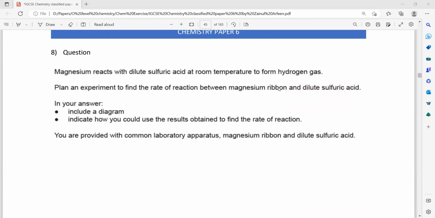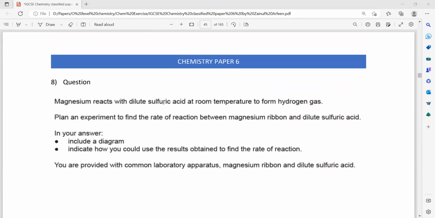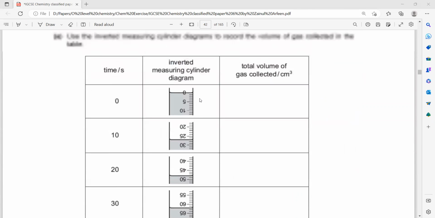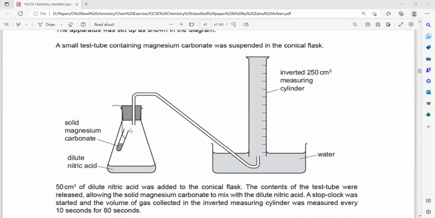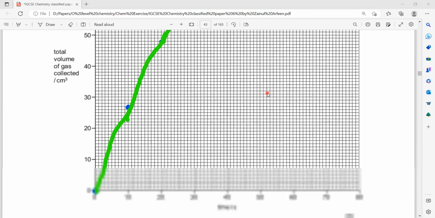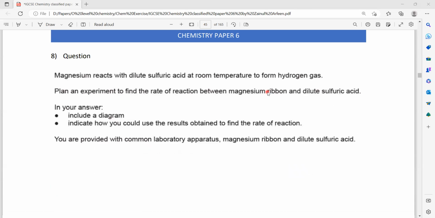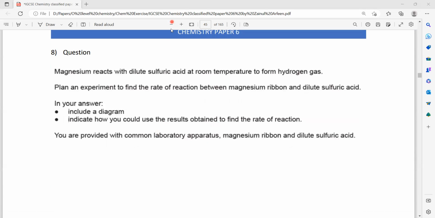Magnesium reacts with dilute sulfuric acid at room temperature to form hydrogen. Plan an experiment to measure the rate of reaction. It's the same experiment, and how you use the result is like we did in question 6, and question 7 is also the same way. Hydrogen gas is given off, so we can have a magnesium ribbon and acid. When we add them, a gas is given off, we collect the volume of gas, but we have to include time as well as we are measuring the rate or the speed of a reaction. So it is the same as question number 6 we discussed.